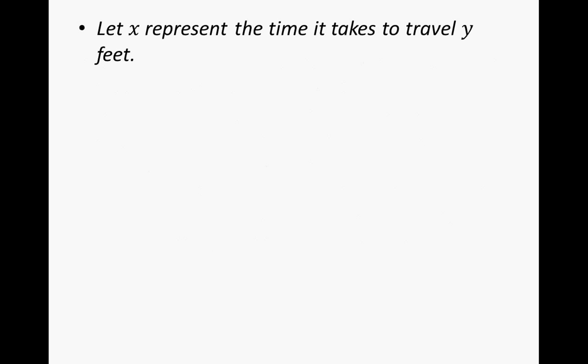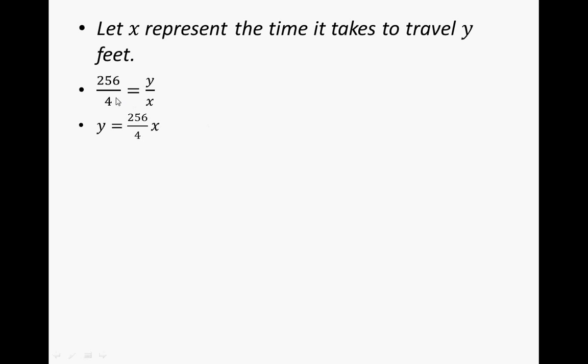So we're going to let x represent the time it takes to travel y feet. So when we set this up, we would have 256 over 4, which is equal to y over x. Again, x being our independent variable and y being our dependent variable. If we've traveled 256 feet, then it has taken 4 seconds. So the way we would write this, if we write this in terms of y equals the rate times x, is by using cross multiplication.